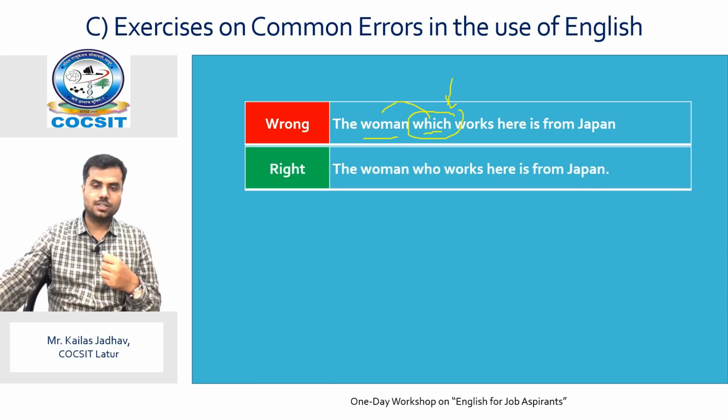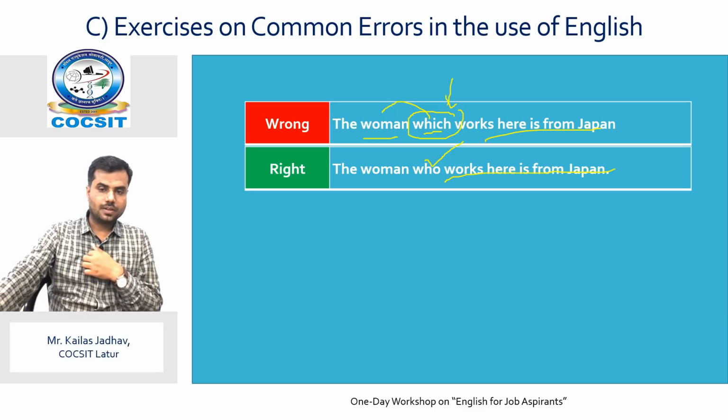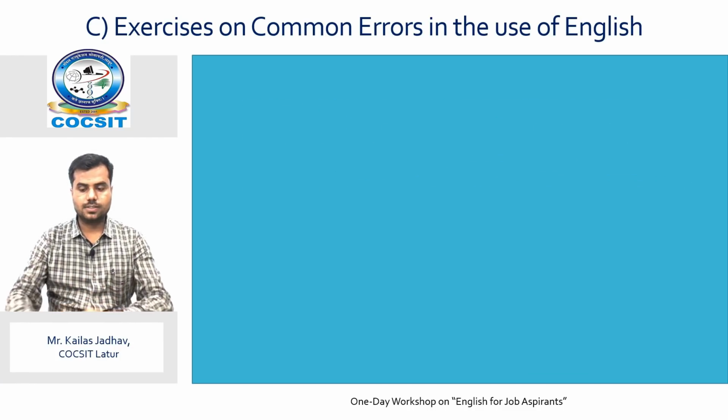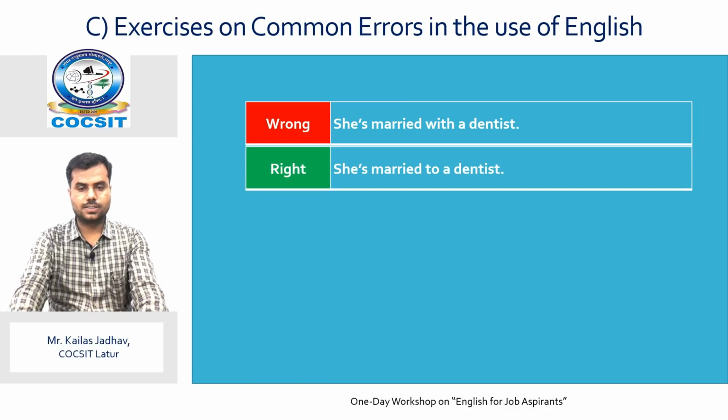So the correct version is the woman who works here is from Japan. In this context, who is appropriate. When the sentence is something else, whose can also be used to describe women. Okay, so that's it for this sentence. Next, let us have the next type of exercise here. She's married with a dentist. She's married to a dentist.